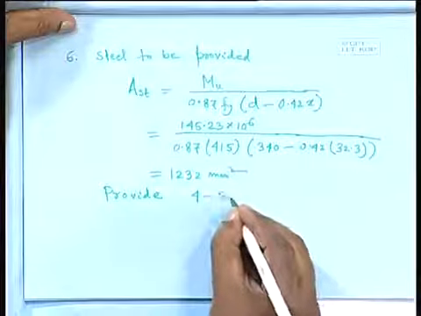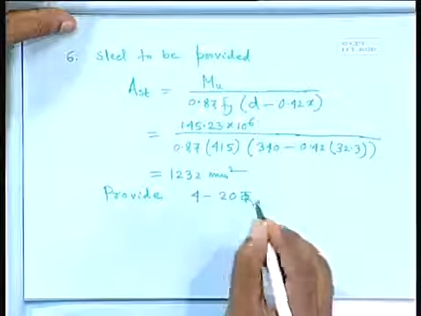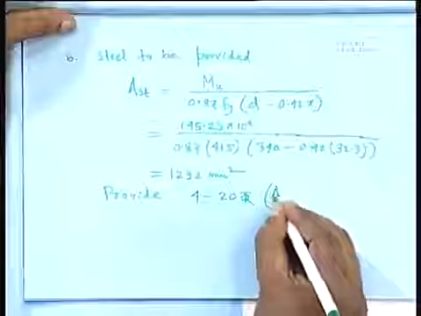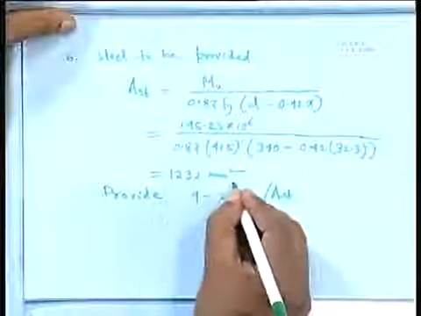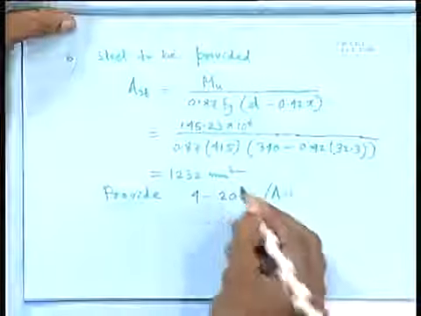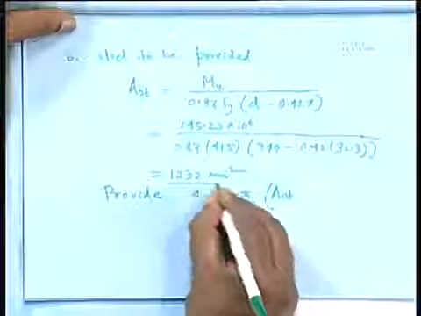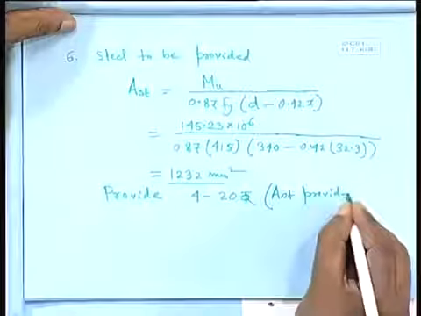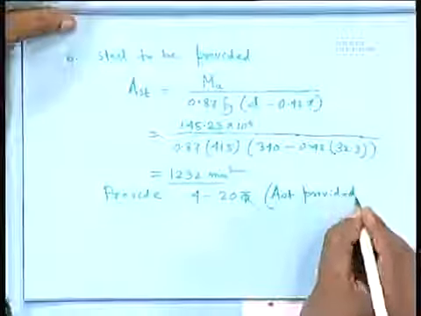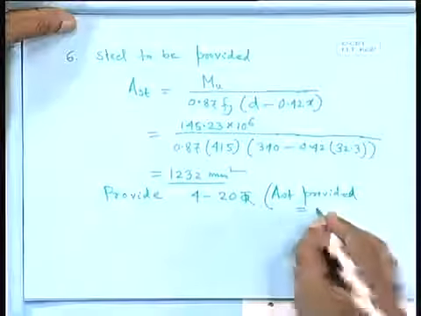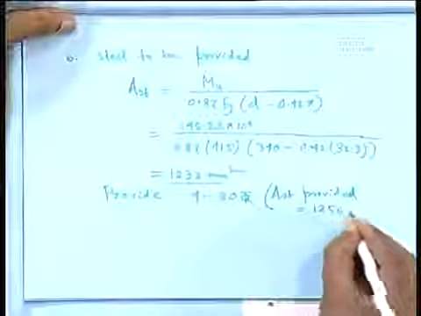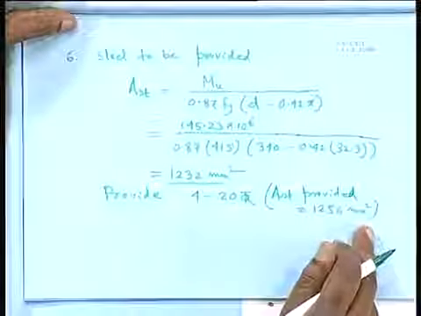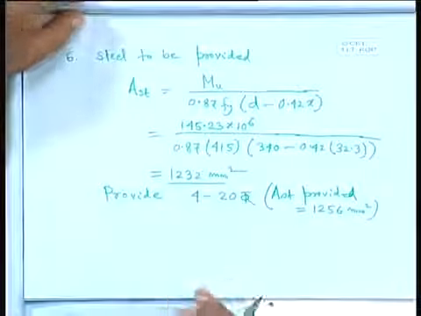So, we can provide four numbers of 20 torr, and so what is the Ast provided? This is area of steel computed. So, area of steel actually provided equals 1256 square millimeter. So, we are providing 1256 square millimeter, a little more. So, I think this is acceptable.